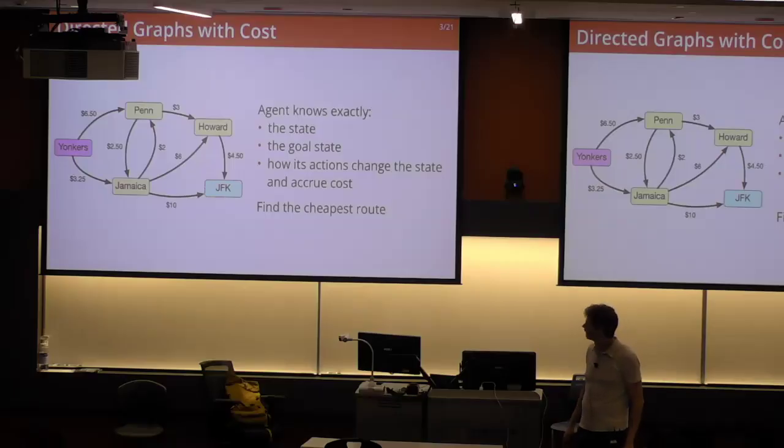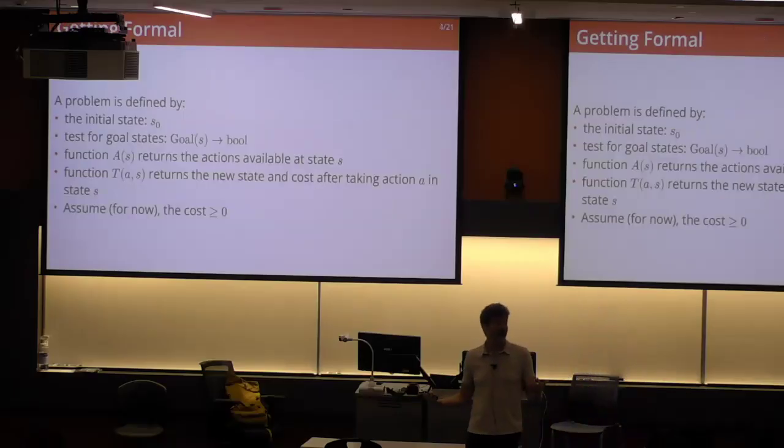Good? All right. Very similar definition to last time. That is, we have an initial state. We have a function for testing whether a state is a goal state. We have a function A that returns a set of actions available at any given state. And here's the difference. The difference is function T, which says if I'm at this state and I'm taking this action, not only does it give you the new state, the next intersection, the next city that you're getting to, but it also gives you a cost. That is, what is the cost of taking this action in state S? Okay?